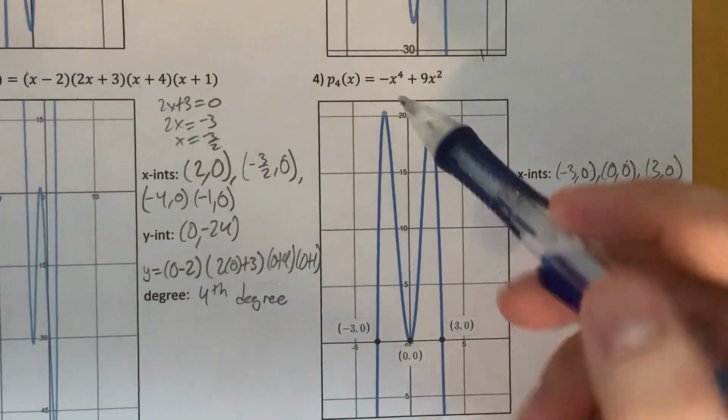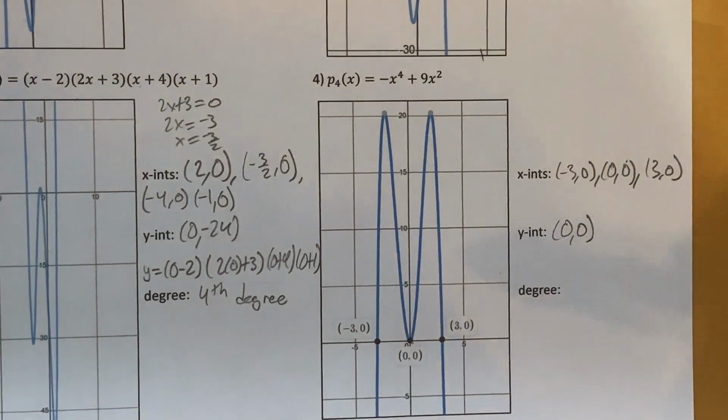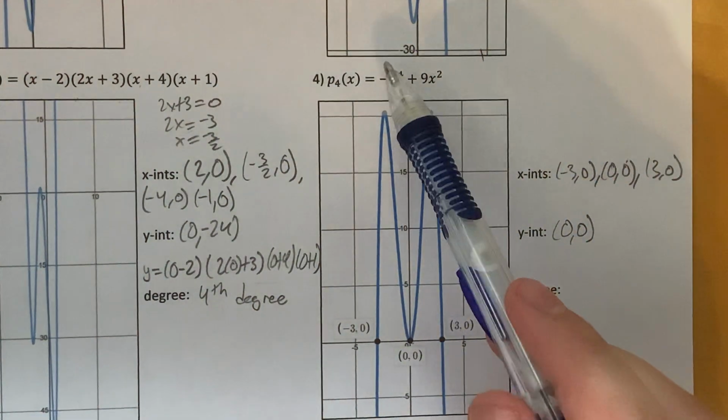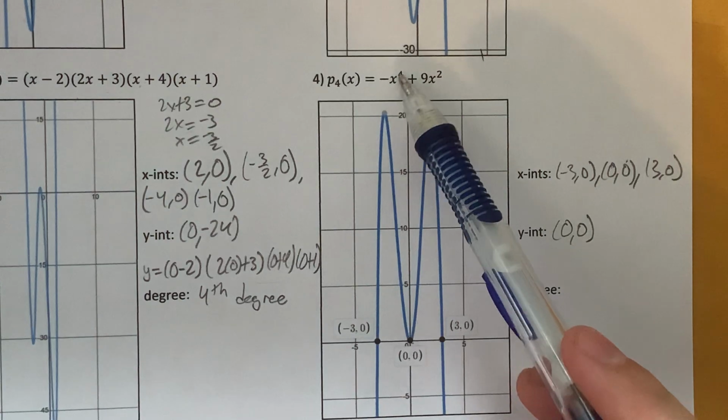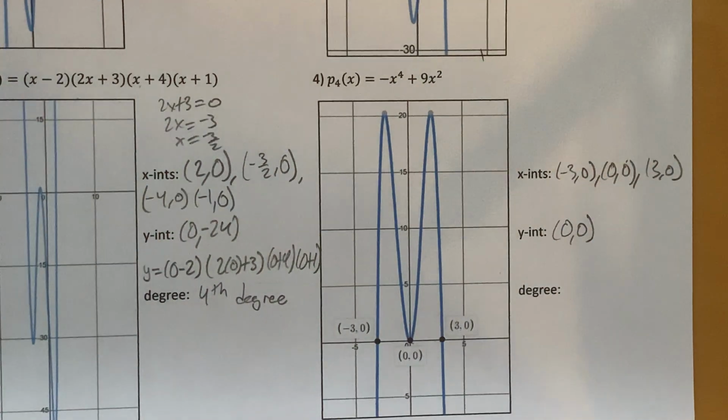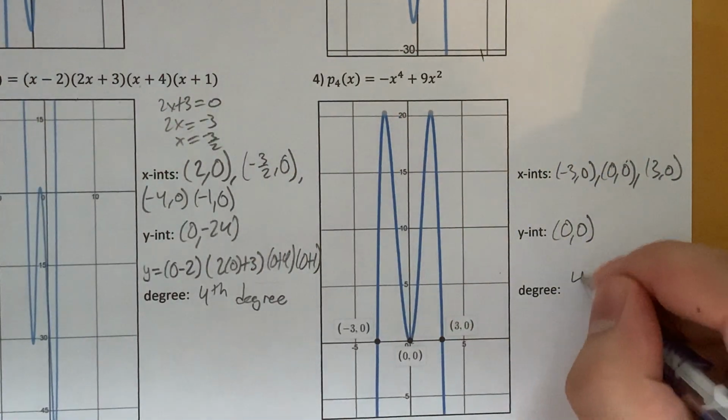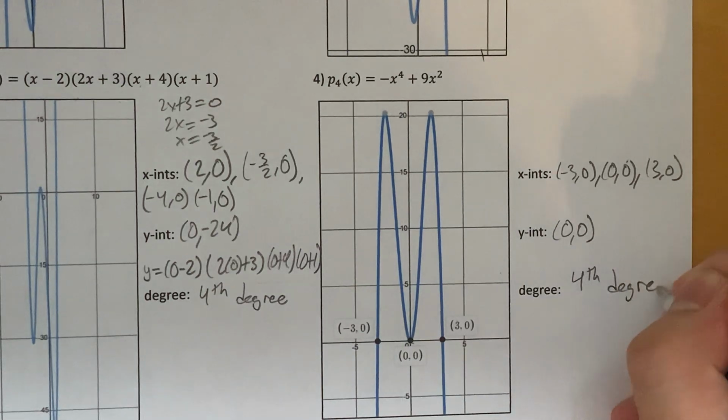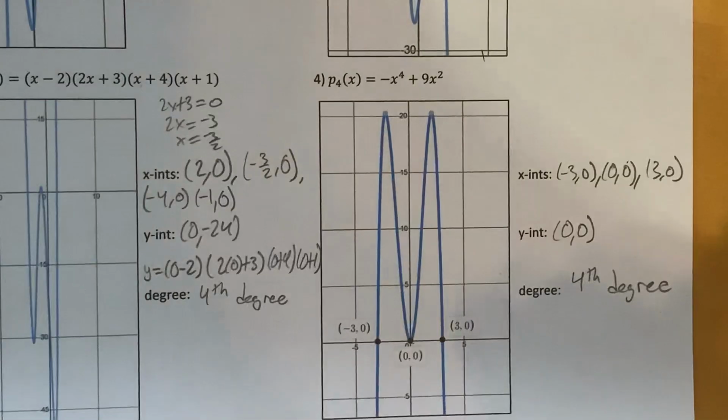Now what's my degree? We can look at the function or we can look at the graph. Your choice. For me, it's easier to look at the function. X to the power 4. That's my highest degree. So it's going to be a 4th degree polynomial. I'm good to go.